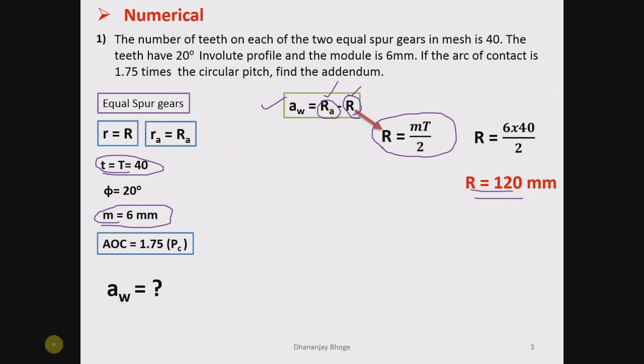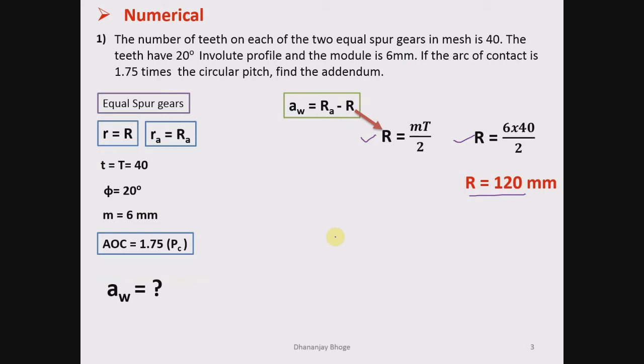Now you can write this. R is equals to mt by 2. Substitute the values and find the value of R. Calculate it and see whether 120 is correct or wrong. Done? So we have determined R.